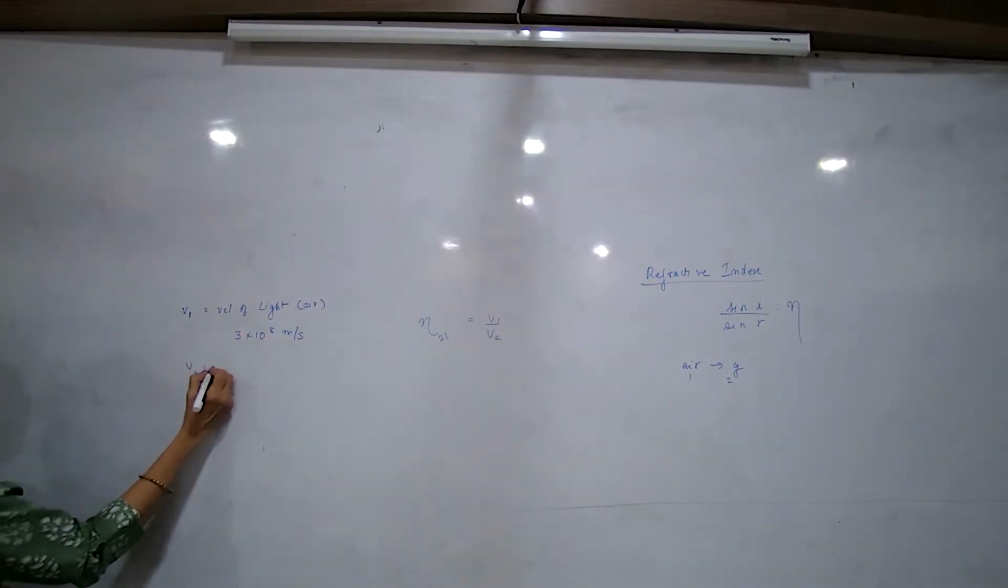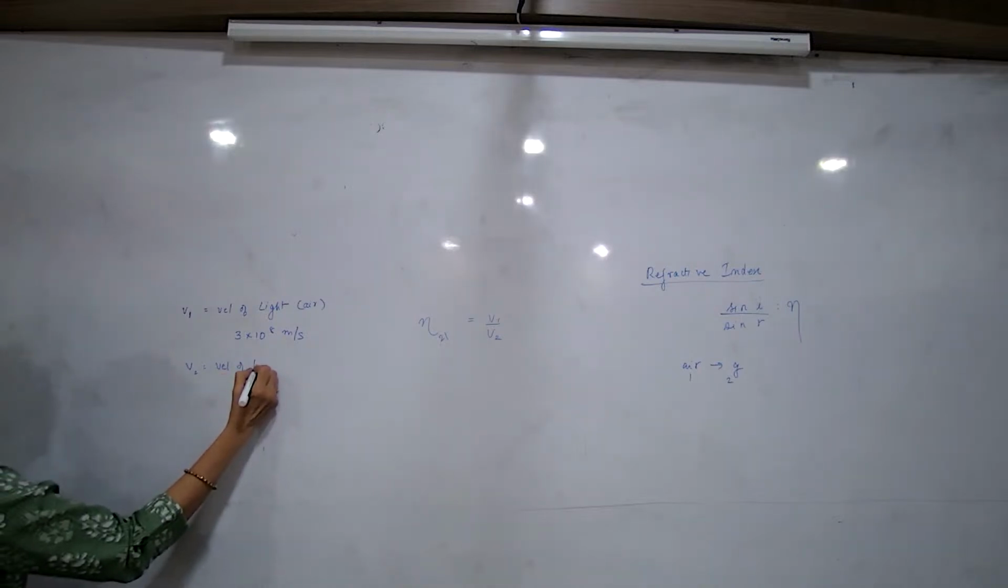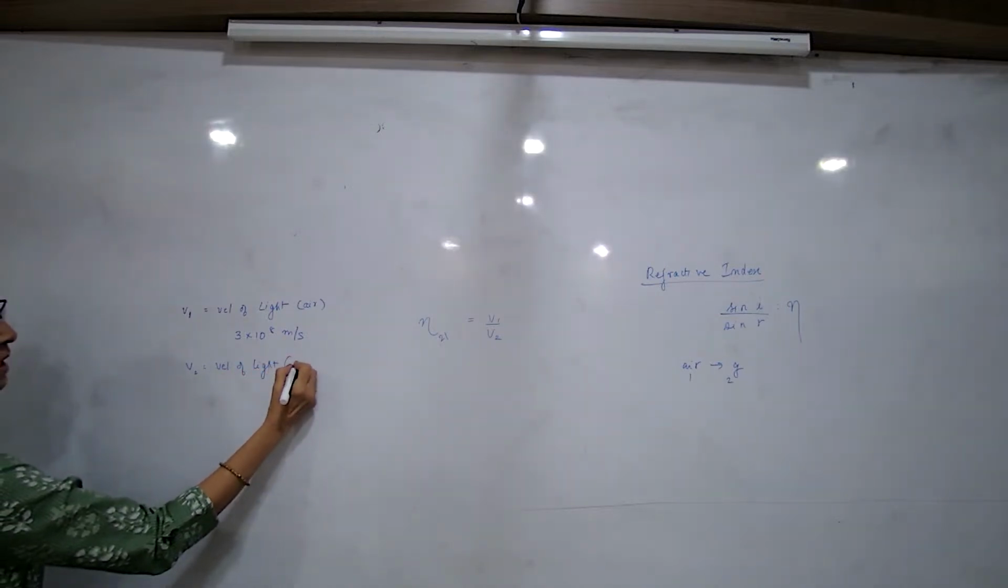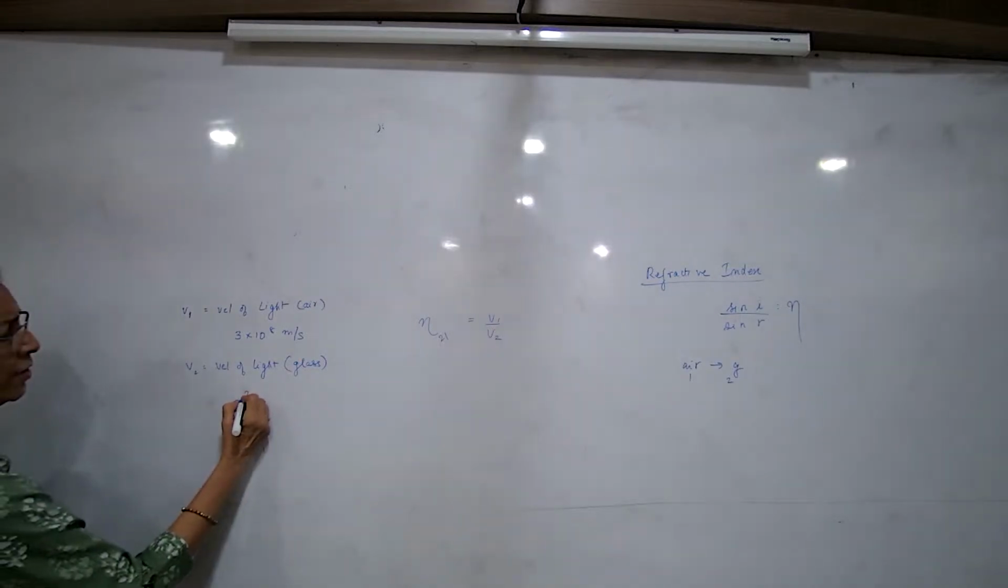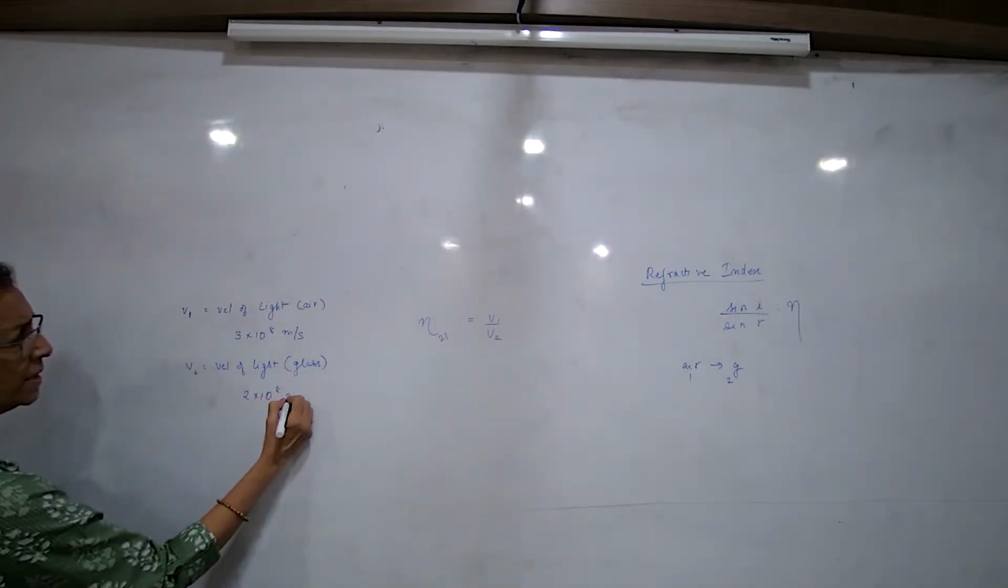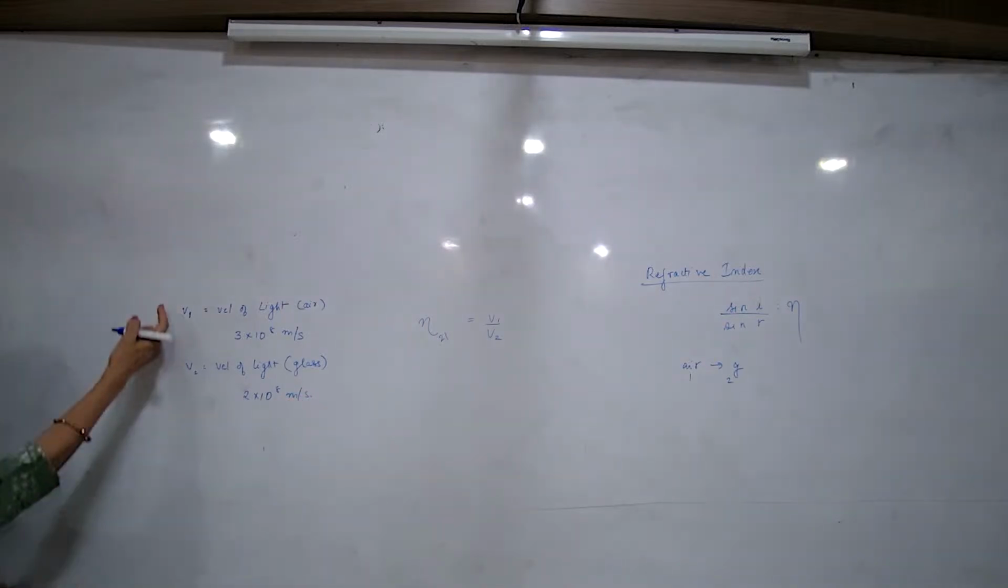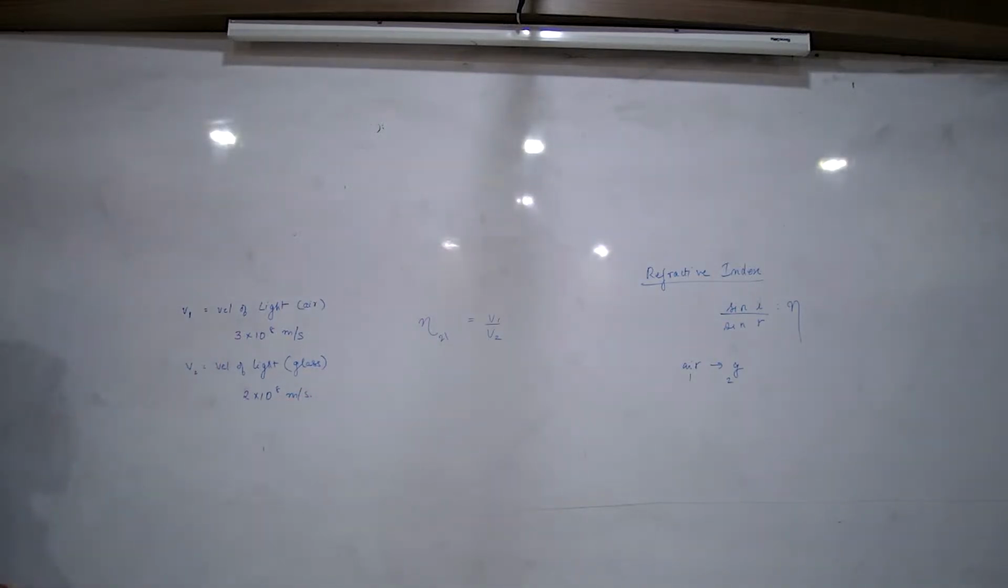What is V2? It is the velocity of light in the second medium. Now, the second medium happens to be glass. In glass, obviously, it is going to reduce. We have seen that. So, let us say the value is 2 into 10 raised to the power of 8 meters per second. I'm going to use these values to find out the refractive index.